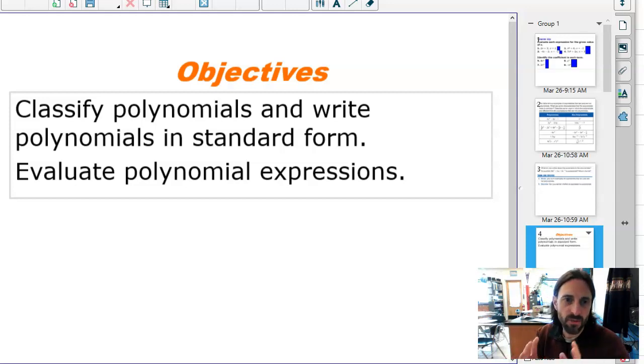So 6.3 is all about classifying and evaluating polynomials and what that means.